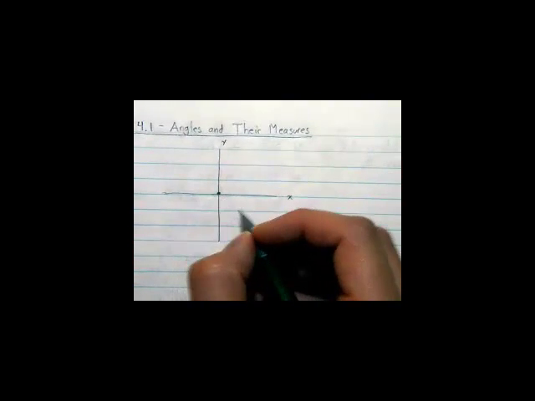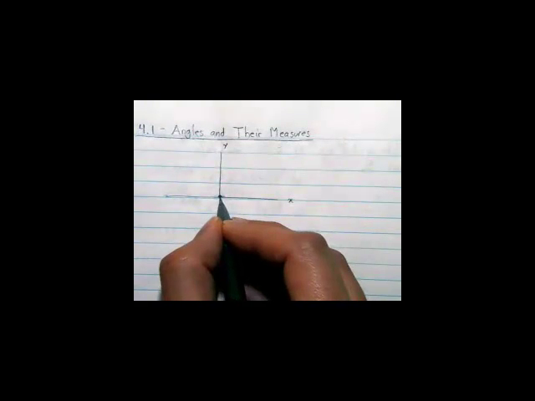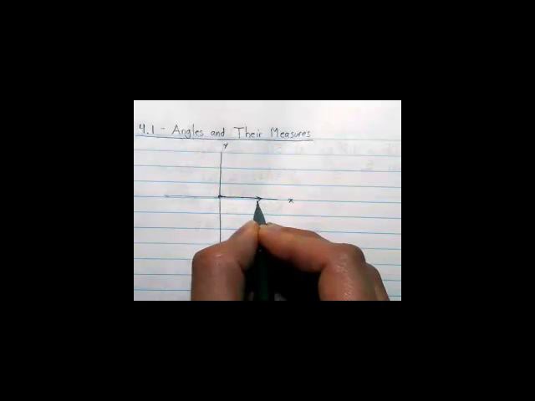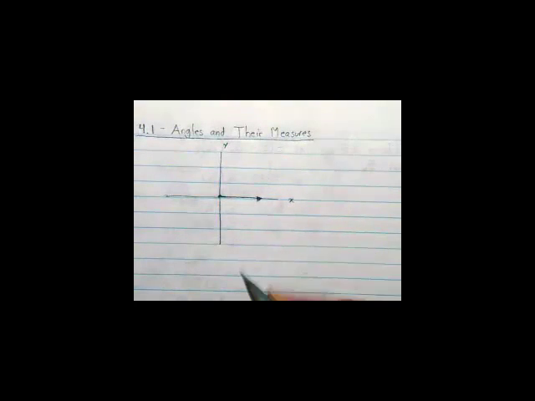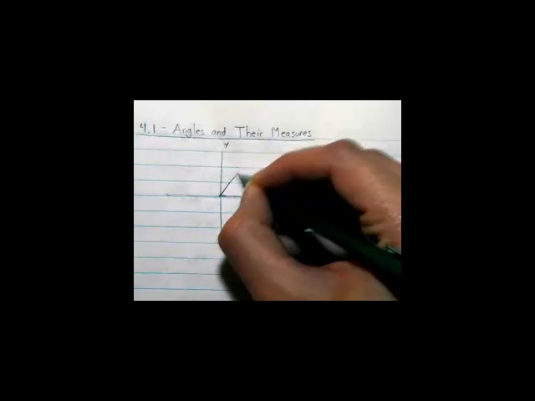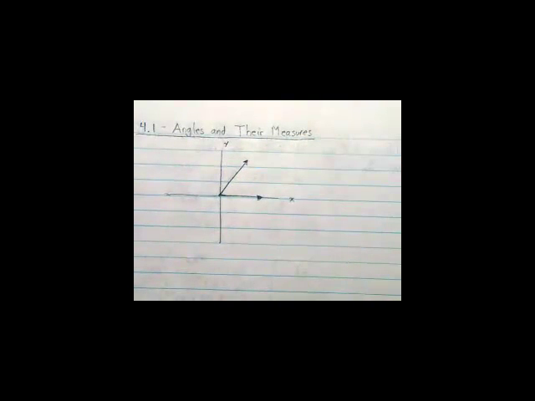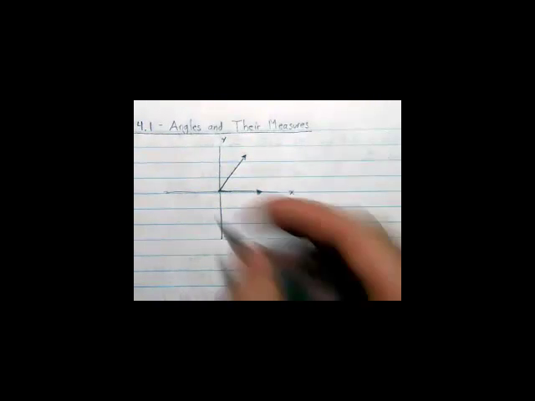If we put an angle on the coordinate plane, so let's say we've got one ray heading off this way and another ray heading off that way, then that's going to form an angle. Okay?